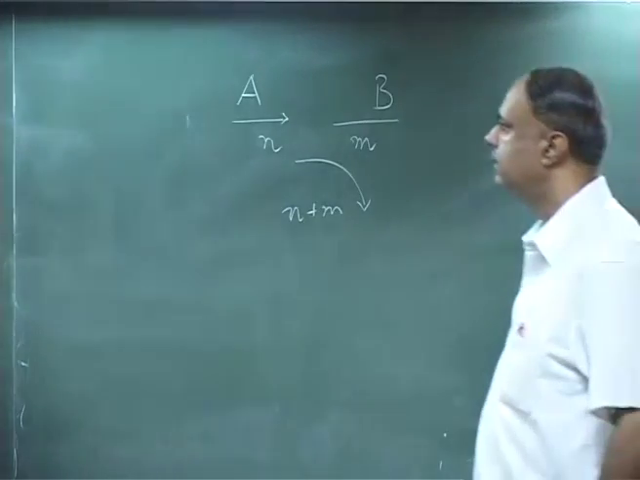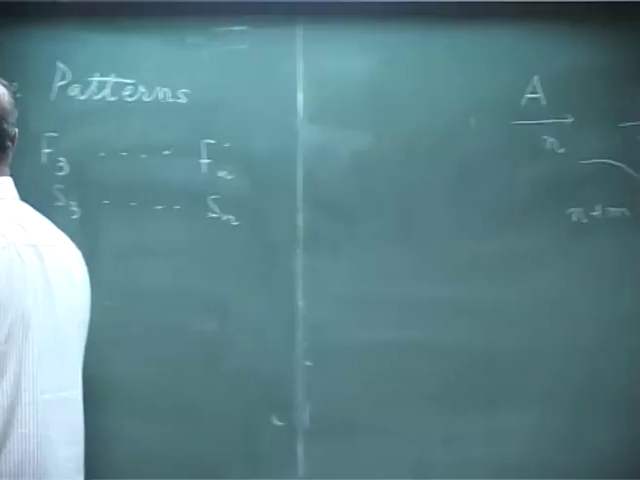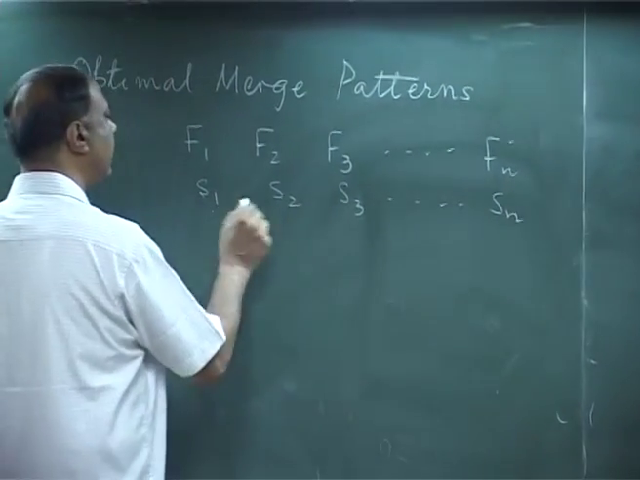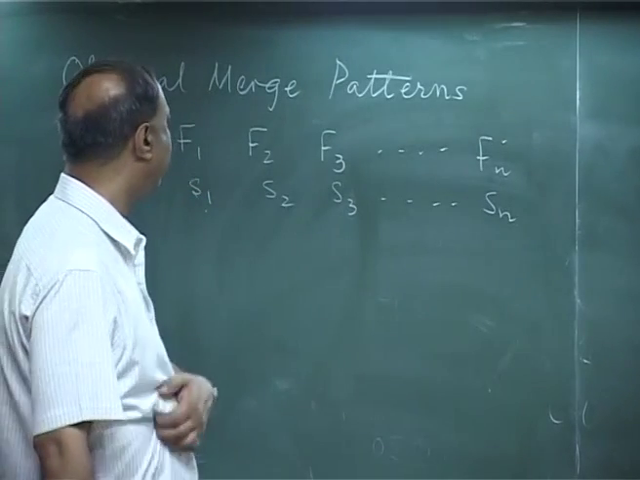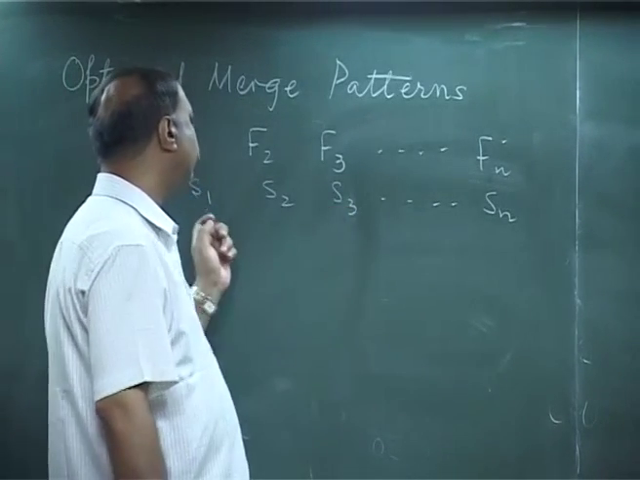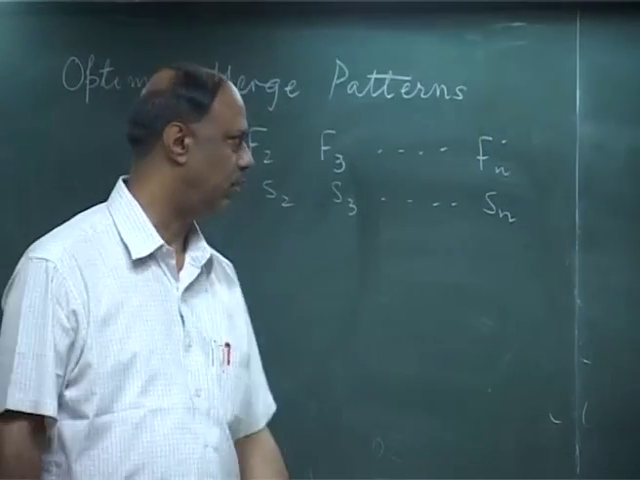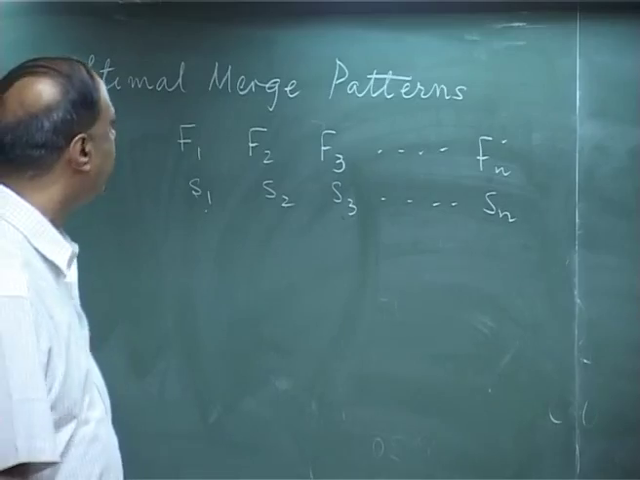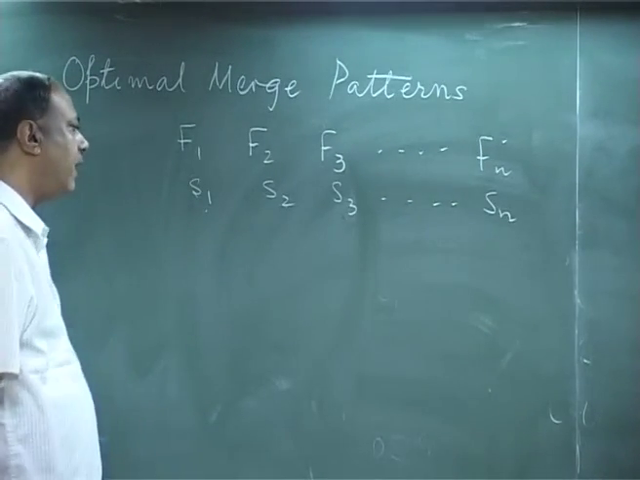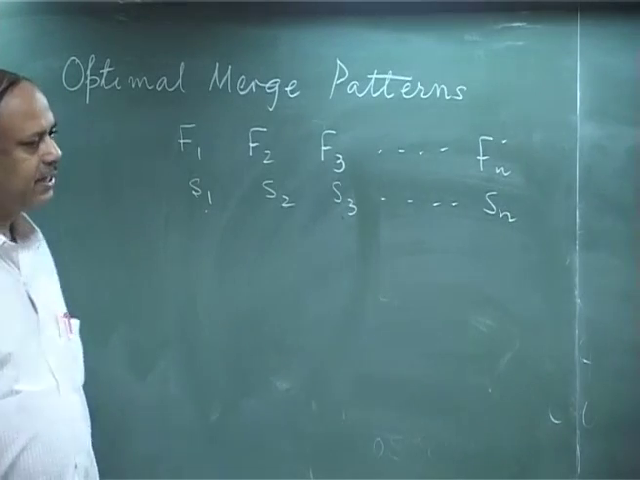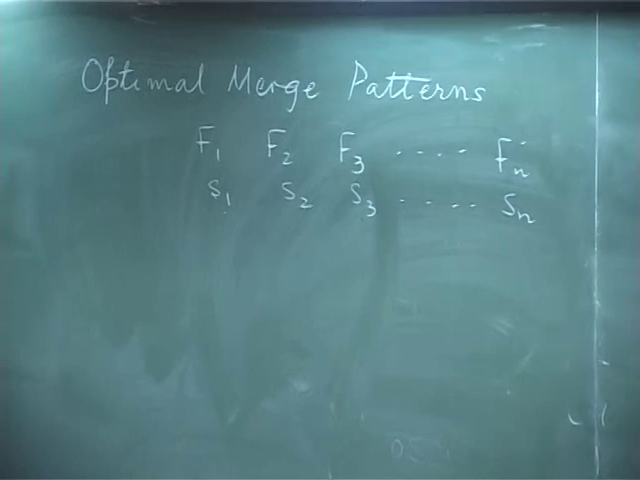So in this case also, if I merge F1 with F2, then I need S1 plus S2 record movements, and then if I merge with the next one, you need S1 plus S2 plus S3 record movements, and so on. Our problem is to merge these files into one file in such a way that the number of record movements is minimum.